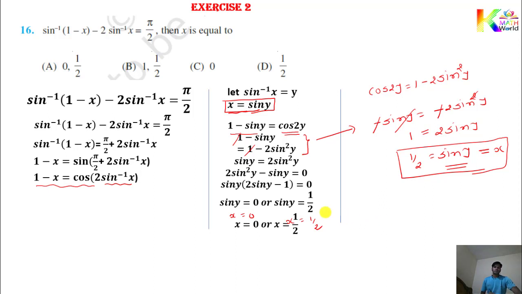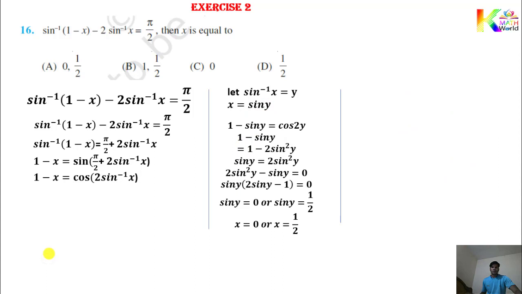Okay, so x equals 0 or x equals 1 by 2. For this particular question you have to remember, now you have to replace this value turn by turn on the left hand side, and check whether you get the right hand side or not.